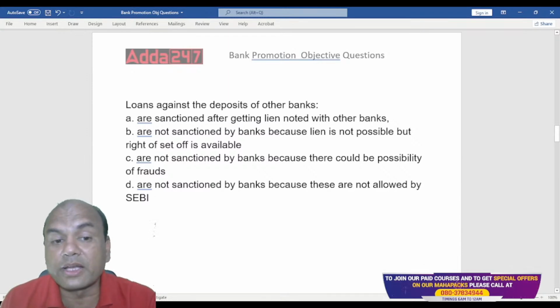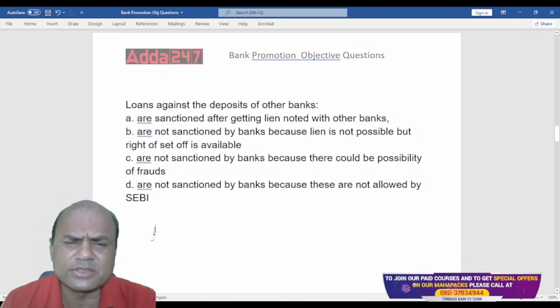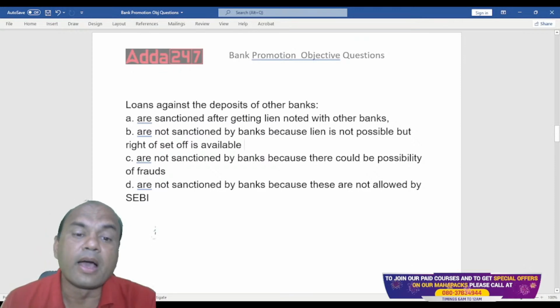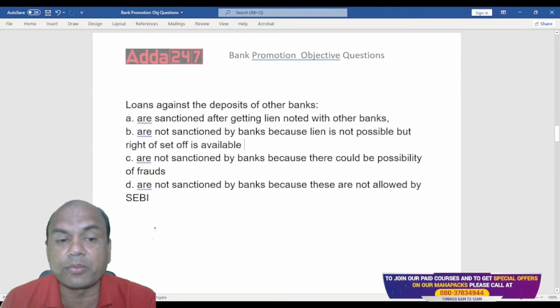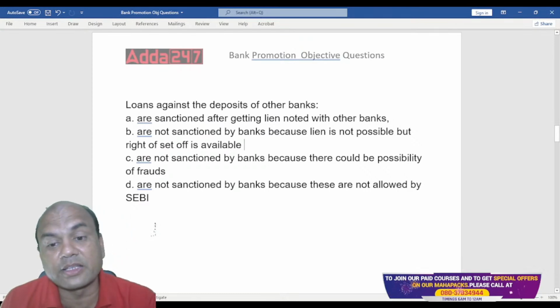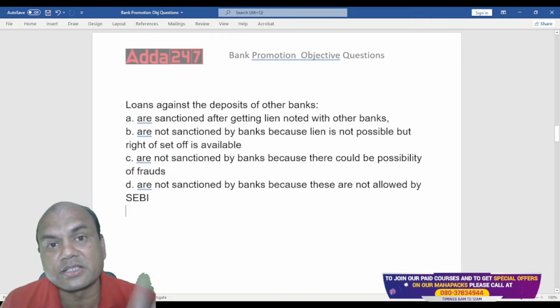So now look at this. Is right to set off available with a different bank? Is it possible? Let's check. I'll give the answer right now. Are not sanctioned by the bank because there could be a possibility of frauds. Are not sanctioned by the bank because these are not allowed by SEBI. SEBI. Where does SEBI come in? SEBI is related to exchange, stock market.